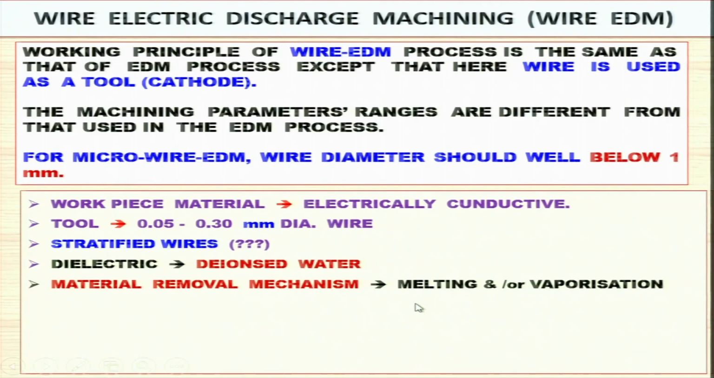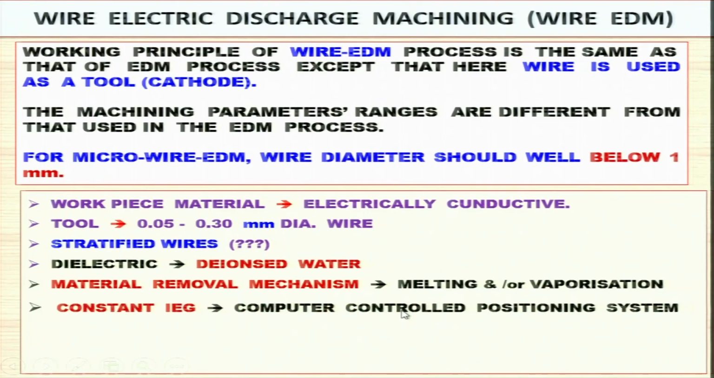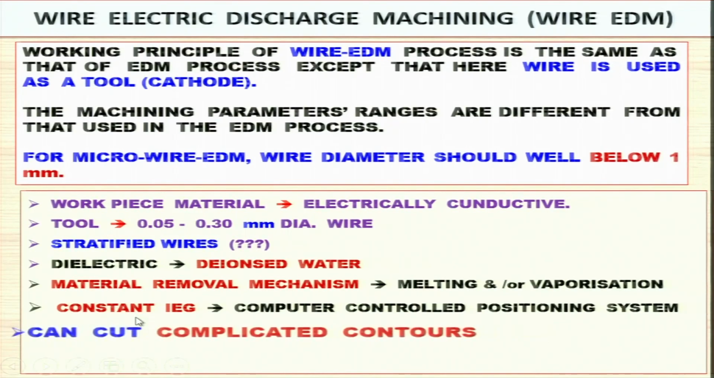Here, because of sparking, a lot of heat is generated on the workpiece surface and between the workpiece and the wire. As a result, melting and vaporization of the workpiece surface and to some extent the wire takes place. Constant inter-electrode gap is maintained with the help of a computer controlled positioning system. This is a very important aspect, because if you are not maintaining a constant inter-electrode gap, then the surface roughness as well as tolerances may not be good as per your requirement.